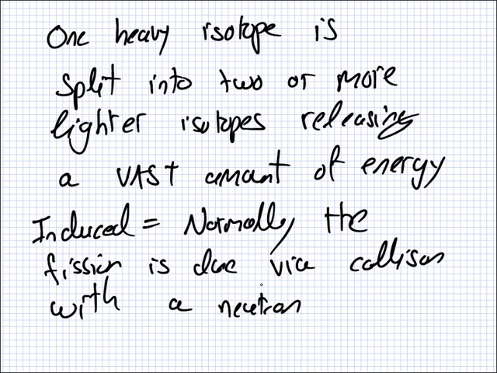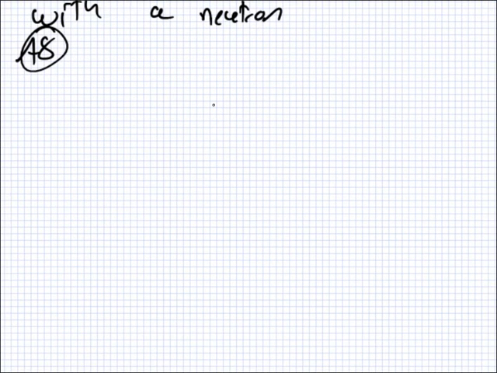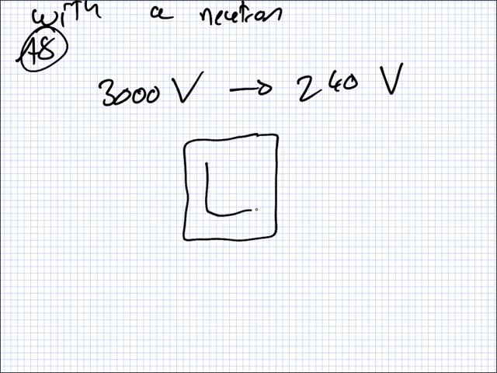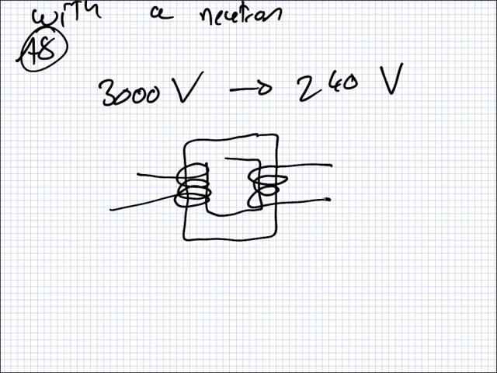Briefly describe A8. A transformer is used to reduce the voltage supply to a house from 3,000 volts to 240 volts. A. Briefly describe the construction of a step-down transformer. Okay, so a picture is good here, Matt. You've got your iron core, you've got your primary coil, and you've got your secondary coil with fewer turns. It's always like that for a step-down transformer.